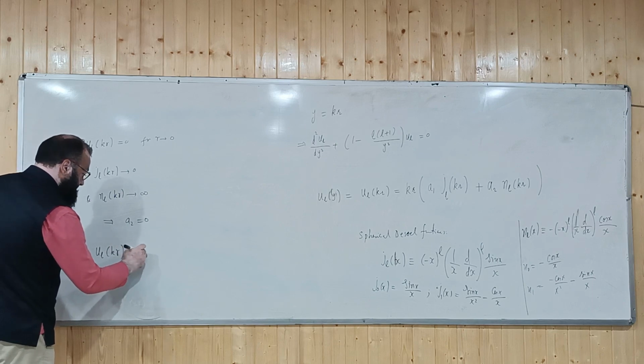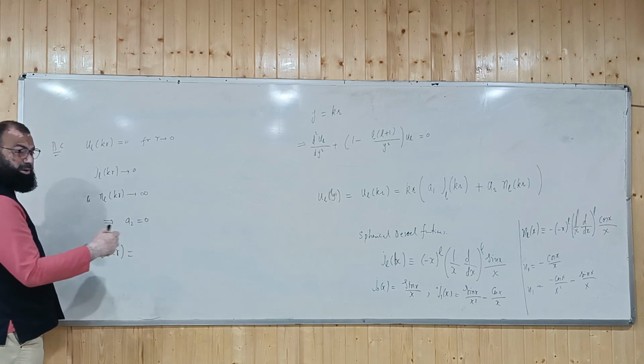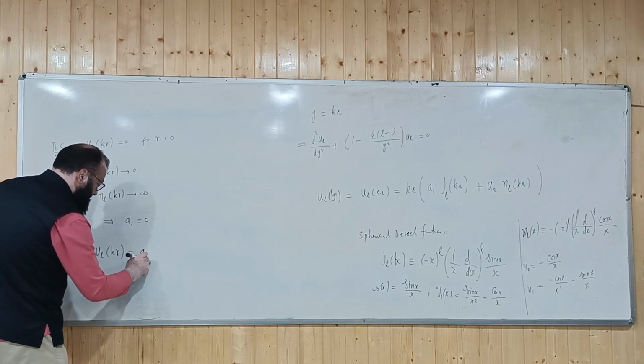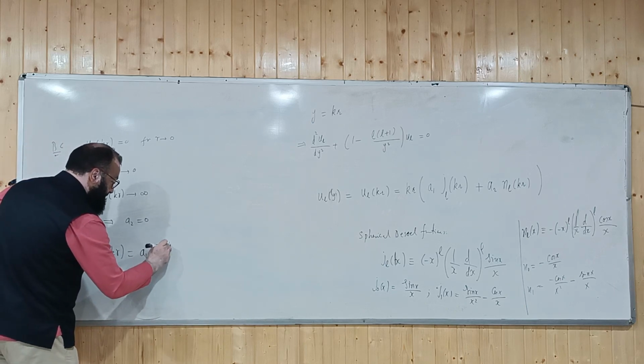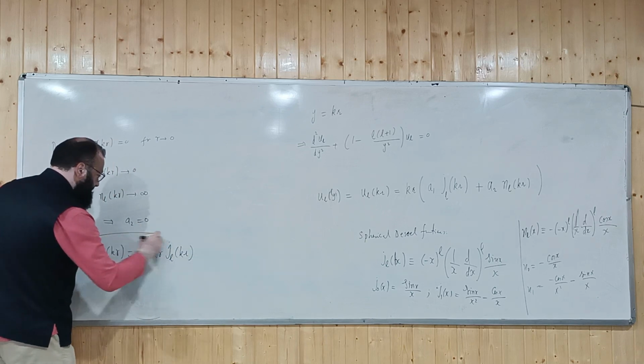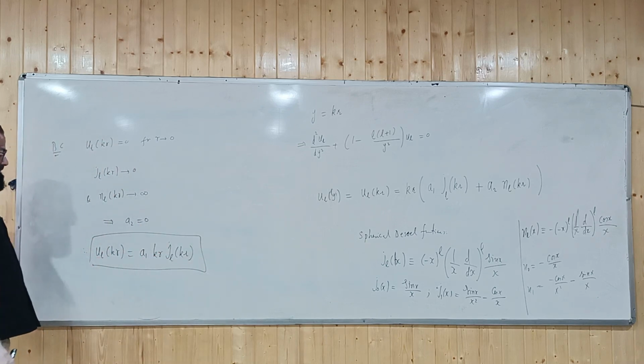Okay, so that's equal to some a1 j_l(kr). Let me forget about this a1; I will introduce it later on. So this is the solution of the equation. But u is not our solution. What is the solution? R. Clear?